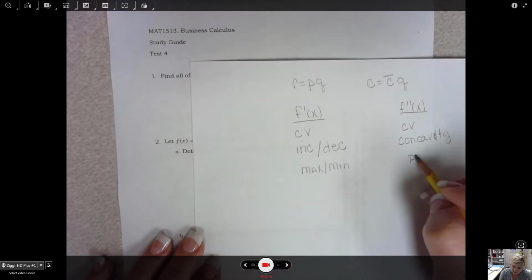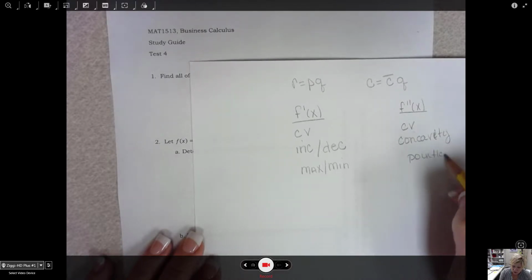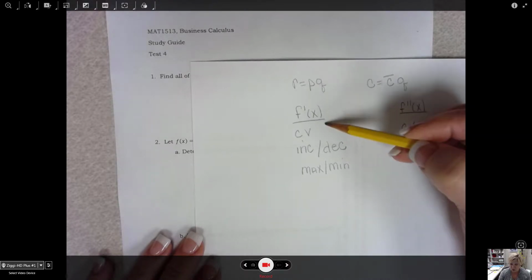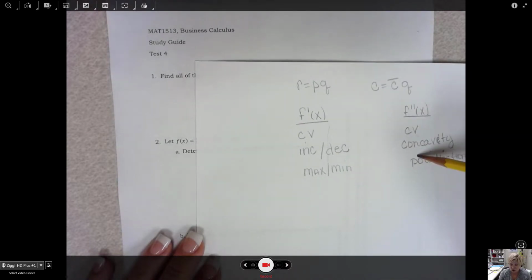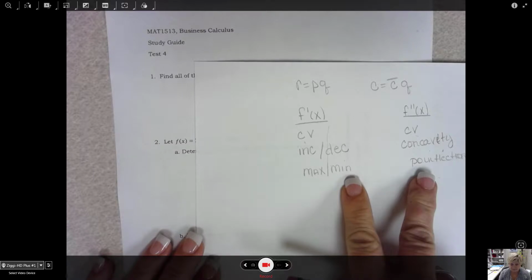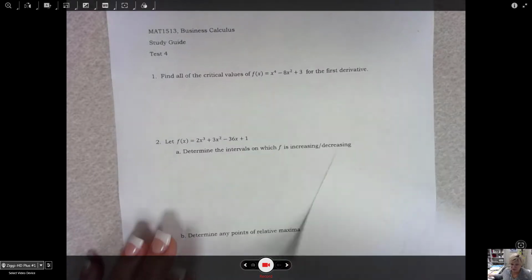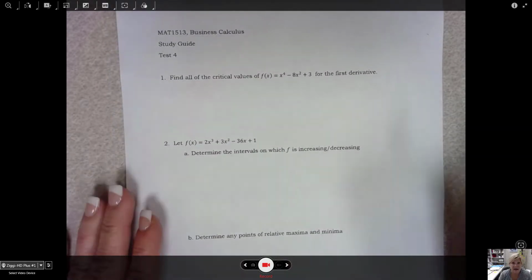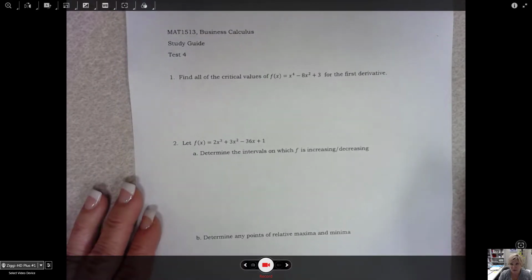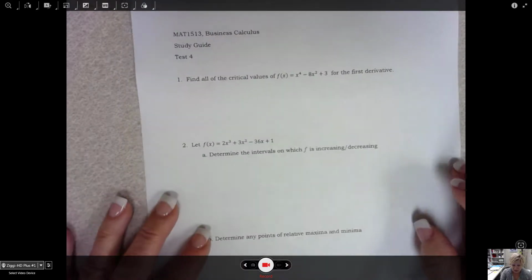And then you have inflection points where your concavity changes. So depending on what the question is asking, you can find all of this information. So if I do the study guide by video, it may be broken up into 2 or 3 different videos.